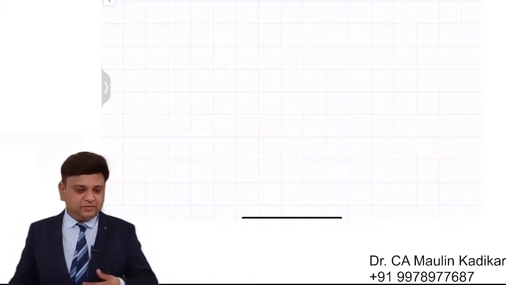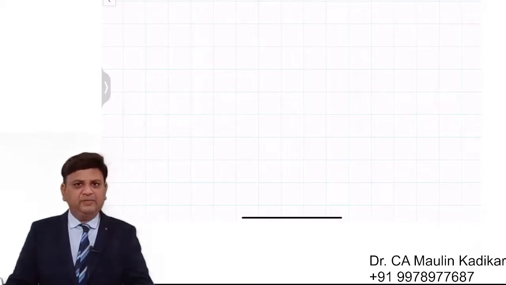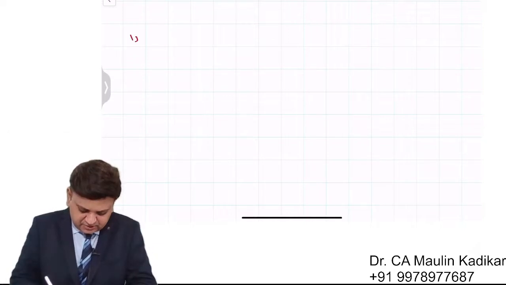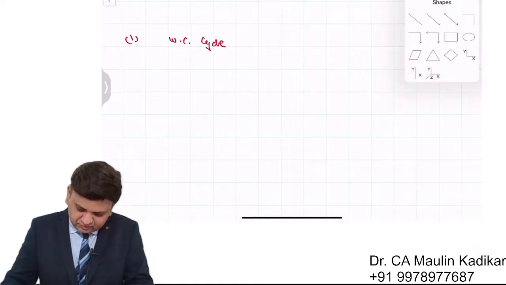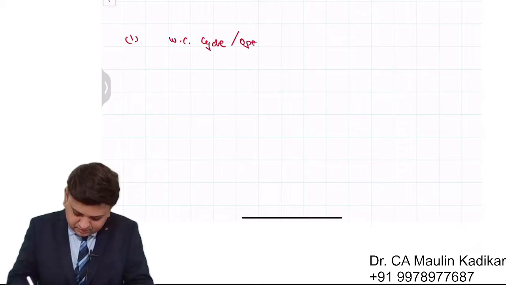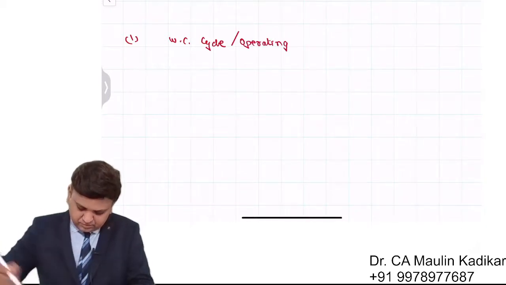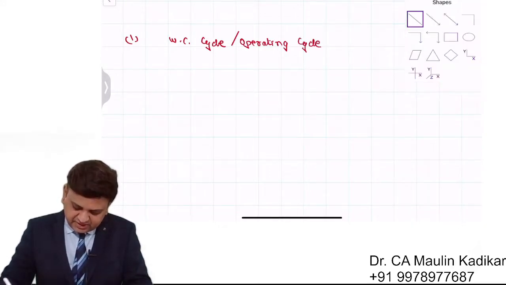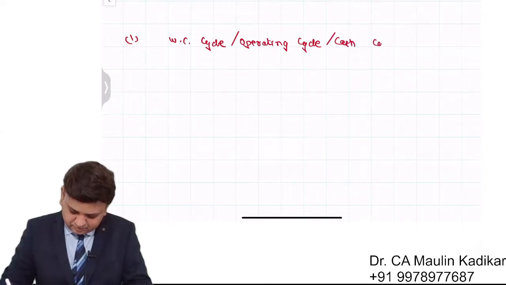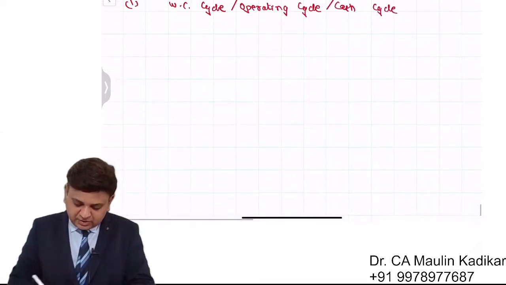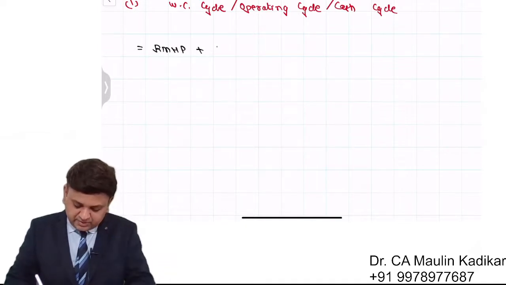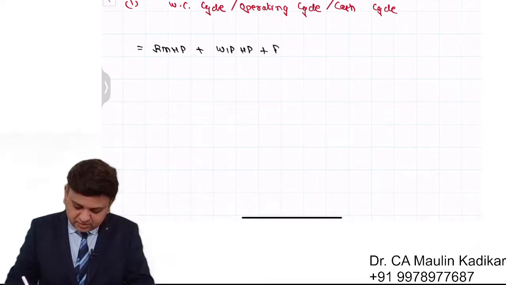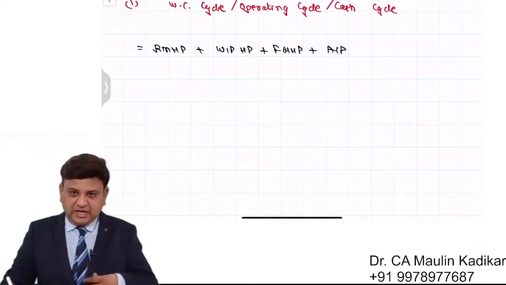Now we are writing answer of the question. I request all of you to write an answer along with me. One by one we write, that is writing answer of the questions. First question answer. In that, working capital cycle slash operating cycle, and the other name is cash cycle. It is found as raw material holding period plus WIP holding period plus finished goods holding period plus average collection period minus average payment period.